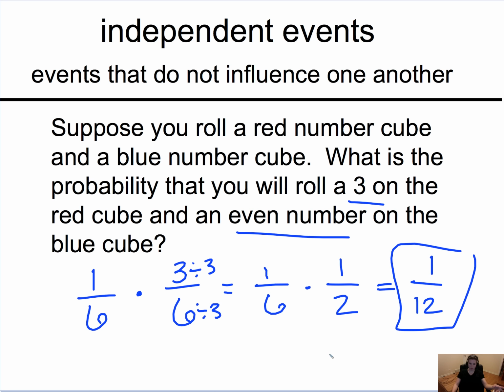I roll both dice at the same time. 1 out of 12 chances that it's going to land on a 3 and it's going to land on an even number.